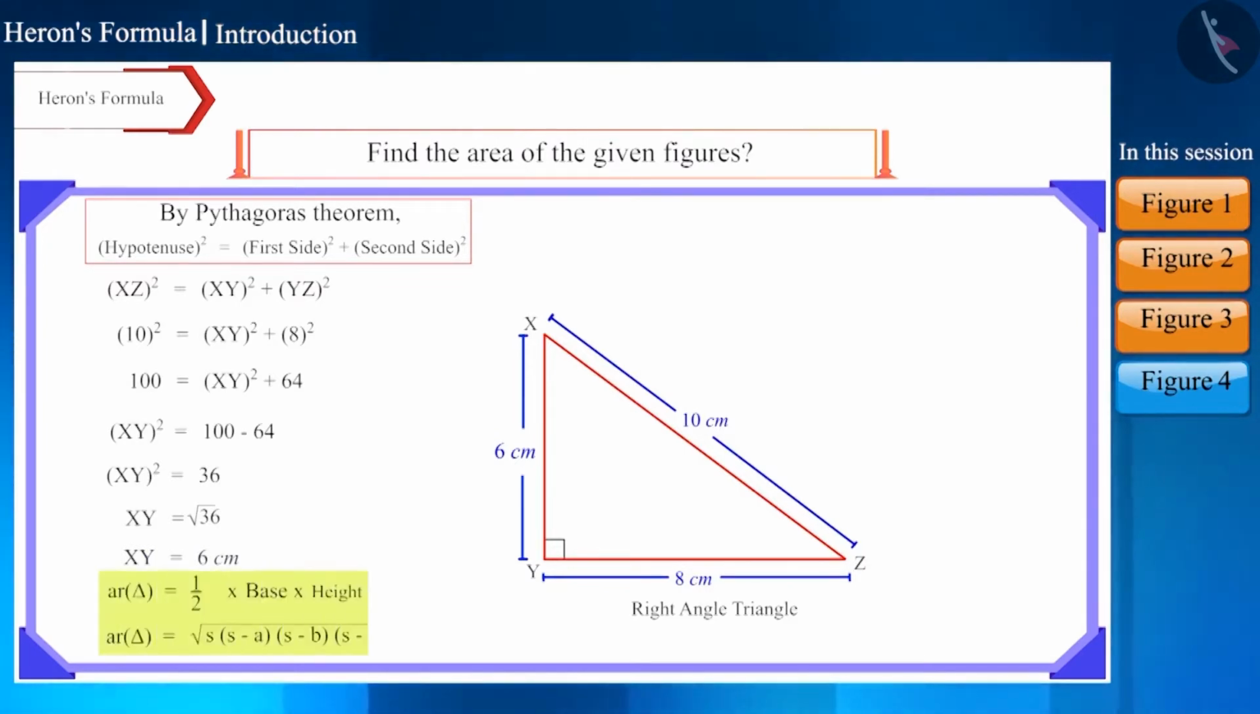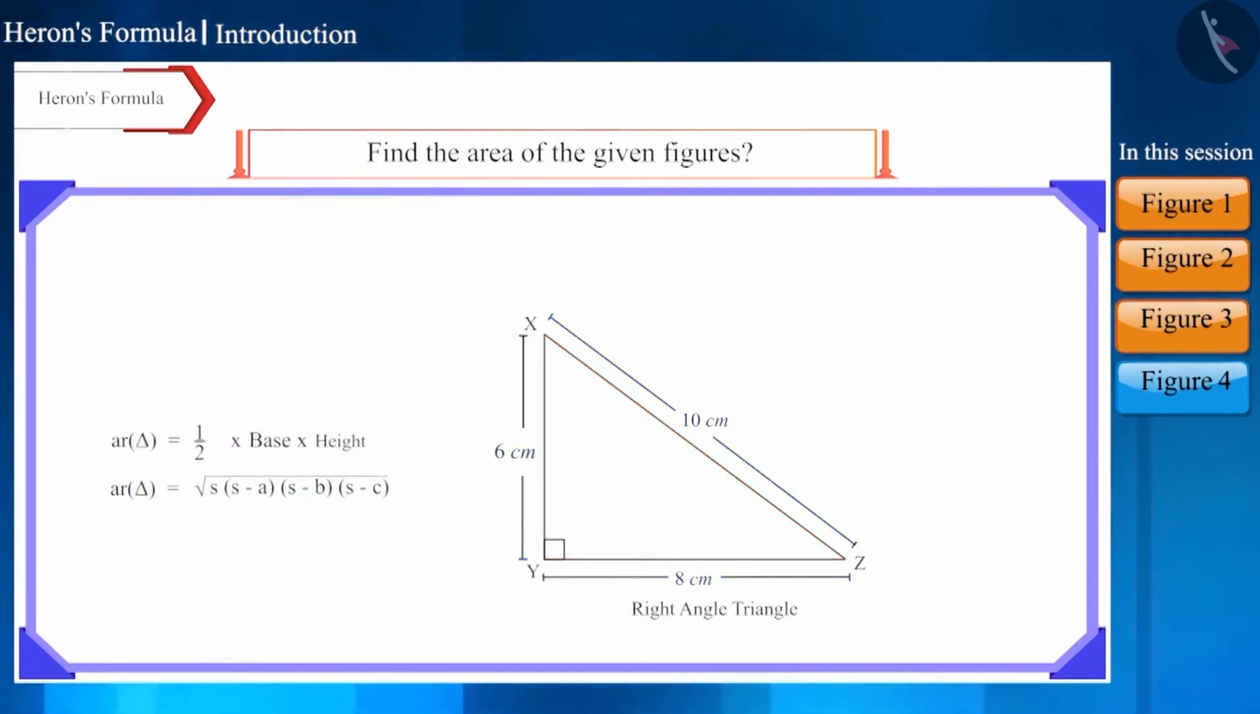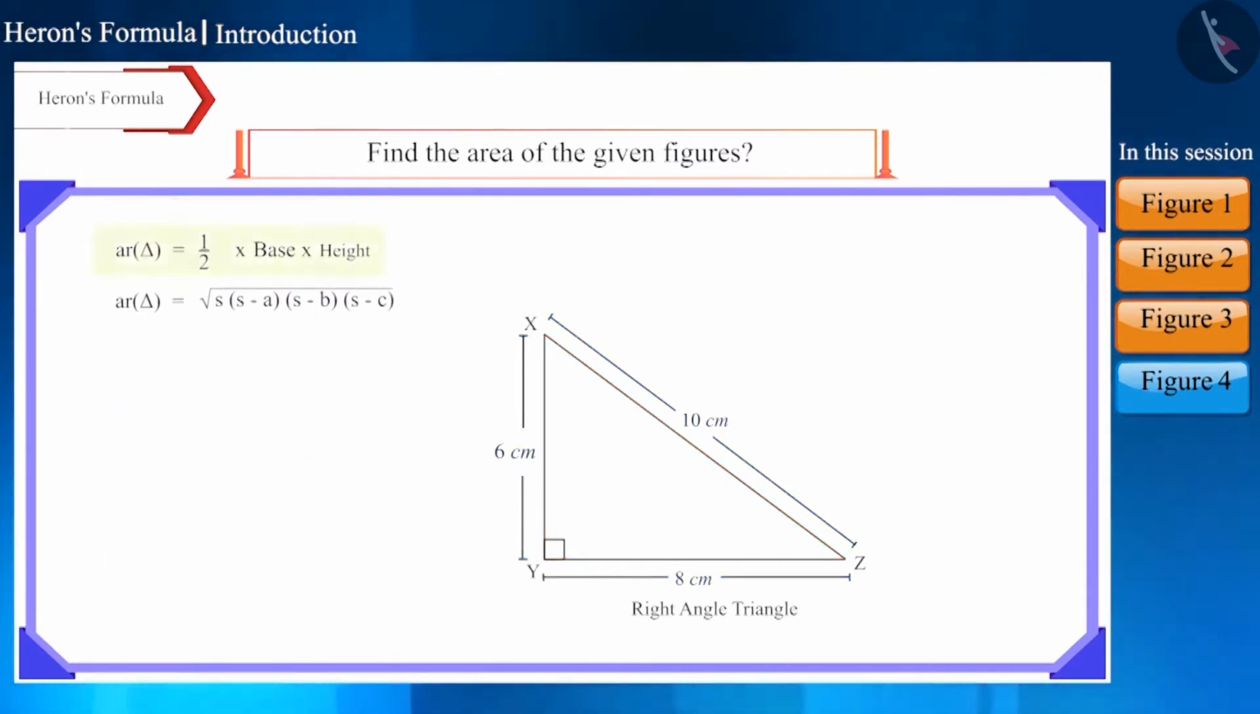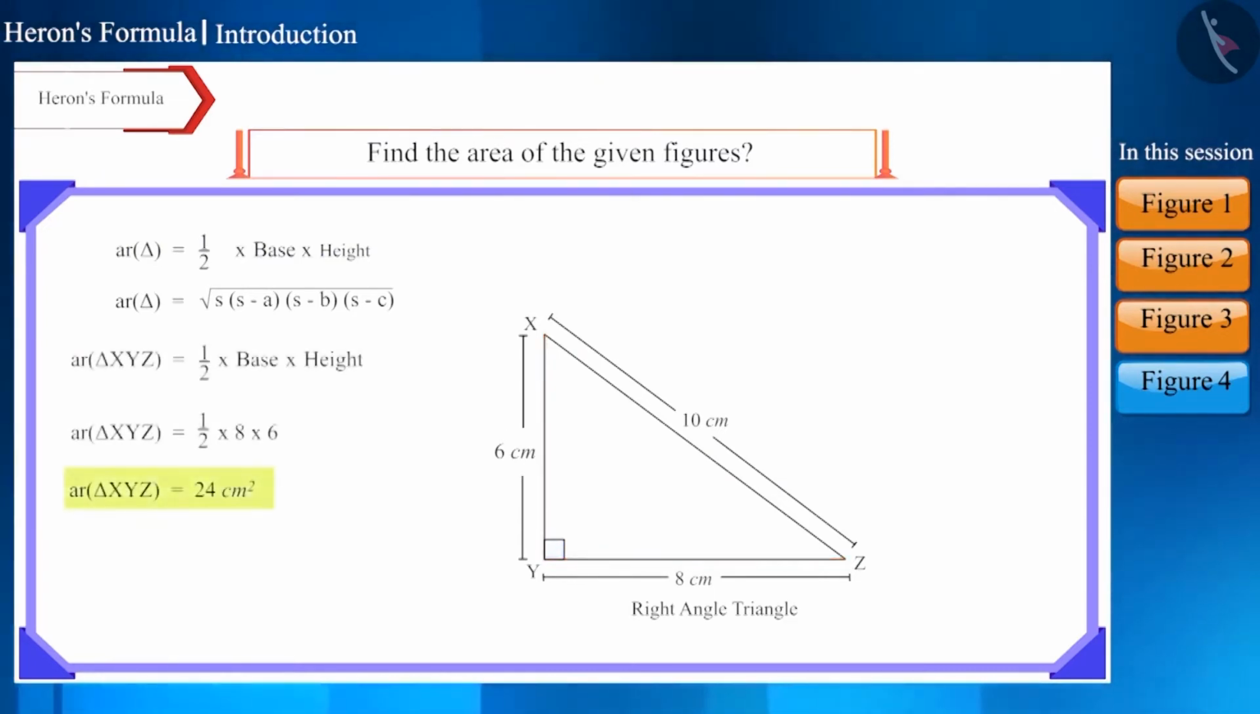To find the area, we can use any of the two formulas given here. Let's use this formula. XY is perpendicular to YZ. Between XY and YZ, let's assume any one as the base and the other as the height. We will get the area as 24 square centimeters. If you solve it using Heron's formula, then also you will get the same answer.